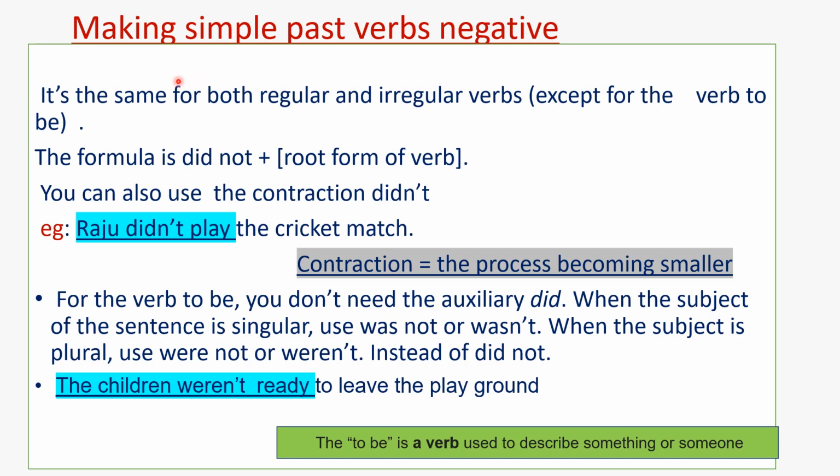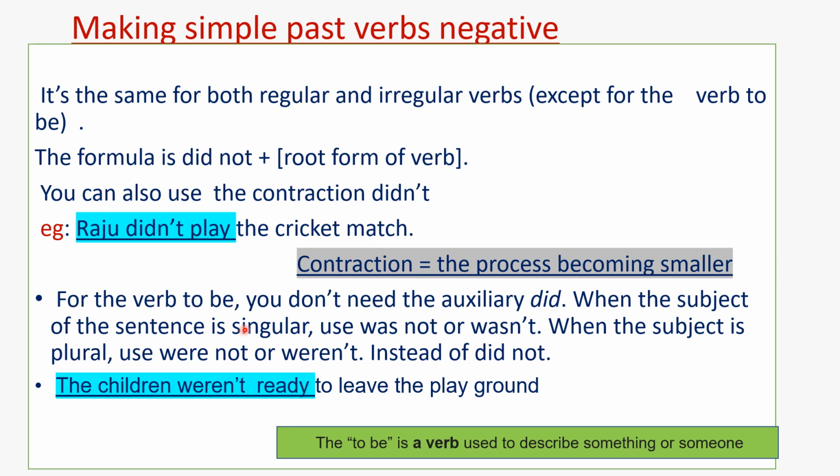Okay, let us know about the simple past verbs negative. It is the same for both regular and irregular verbs, except for the verb to be. The formula is did not plus root form of the verb. That is the first form of the verb. You can also use the contraction didn't. You can also write did not like didn't, because contraction means the process of becoming smaller. Raju didn't play the cricket match. This is the example. Raju didn't play the cricket match.